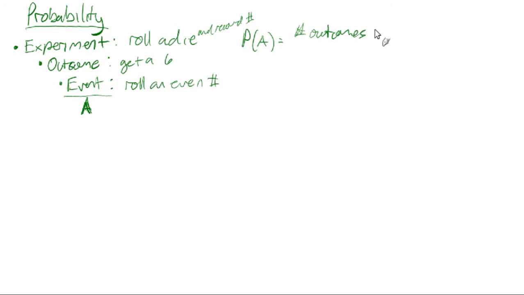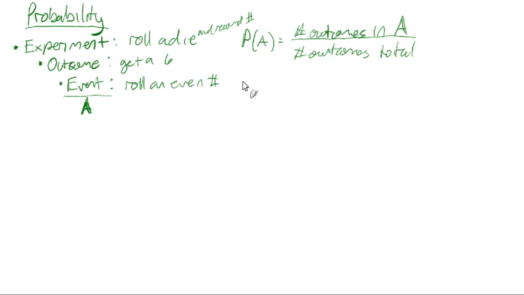So the number of outcomes in A. We'll do some examples here in a second. And then in the denominator, we put the number of outcomes total, all the possible outcomes in the experiment. In this example, the number of total outcomes is going to be always 6.